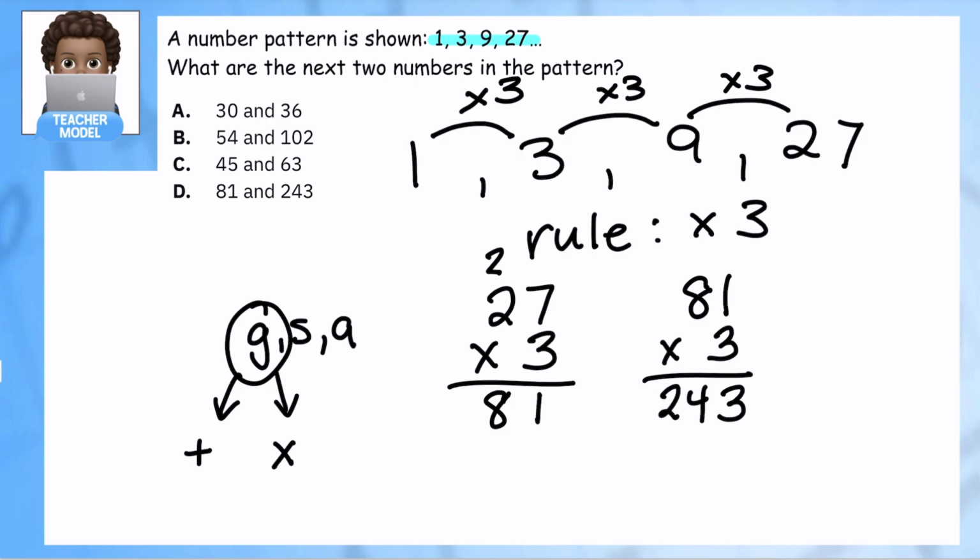So my next two numbers in the pattern should be 81 and 243, which is D. All right, so that same flow, we're going to do it in one more model. I'm going to look to see what kind of pattern I have. Is it growing, shrinking, or alternating? Can I figure out that rule? And then how do I use that rule to answer the question?